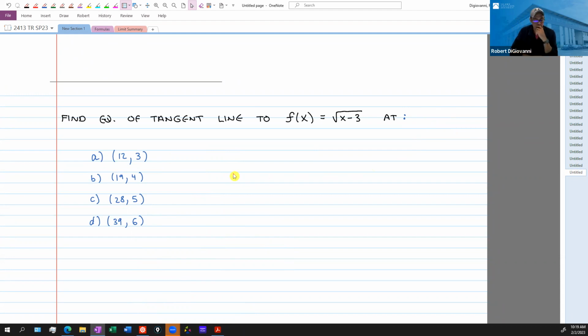So maybe there's a more efficient way of doing this. Maybe instead of trying to find the equation of the tangent line and doing each one of these problems one by one, maybe what we can do is try and find the equation of the tangent line at some arbitrary point. Okay, this is where people start to be like, okay, hold on, what are you talking about? Watch what I do, see if you can follow along with this.